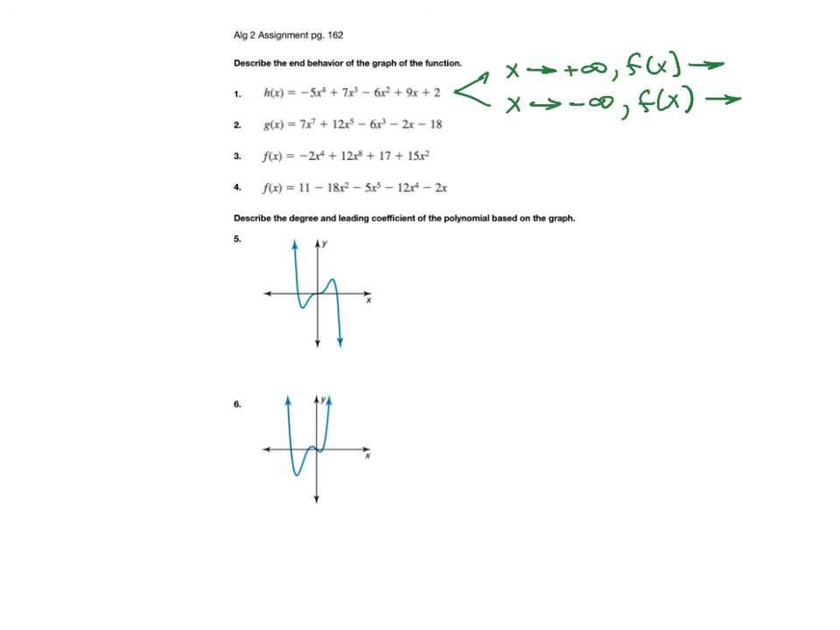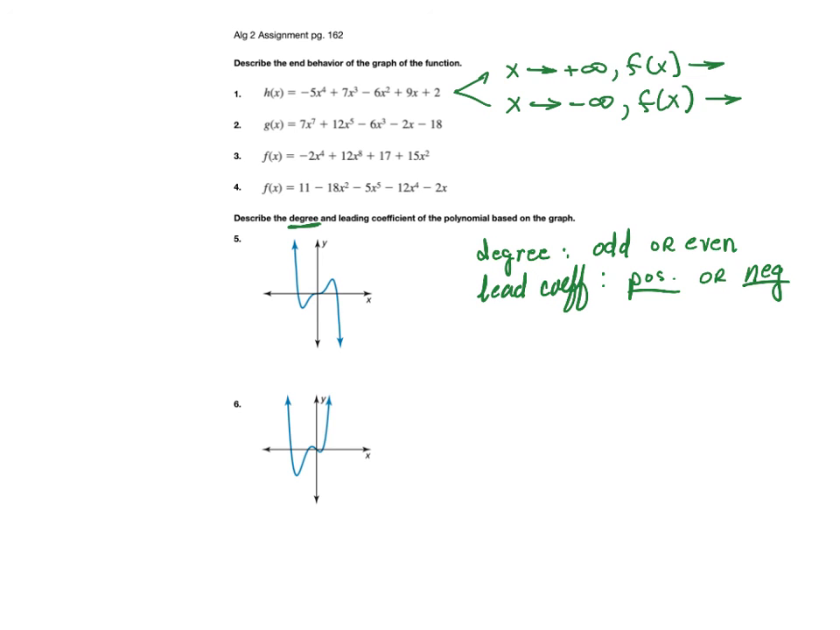And then in 5 and 6, you just have to describe the degree. So for degree, you have to figure out, is it odd or even? It's one of those two choices. And then the lead coefficient, you're going to have to decide, is it positive or is it negative? And you should be able to tell just by looking at the graphs. Okay, so two answers for 5 and 6 as well.